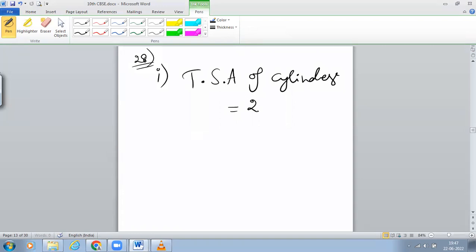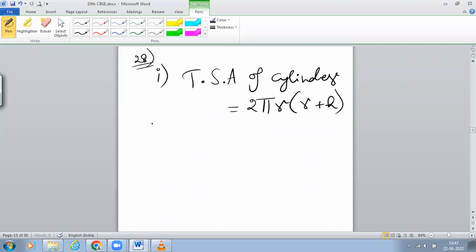I'll say 2 pi r into r plus h, or into h plus r. It is up to you. R plus h and h plus r both are the same, right? Addition is commutative. So this is the formula for finding the total surface area of the cylinder. Simply, if they are asking you to find the surface area, it means total surface area.